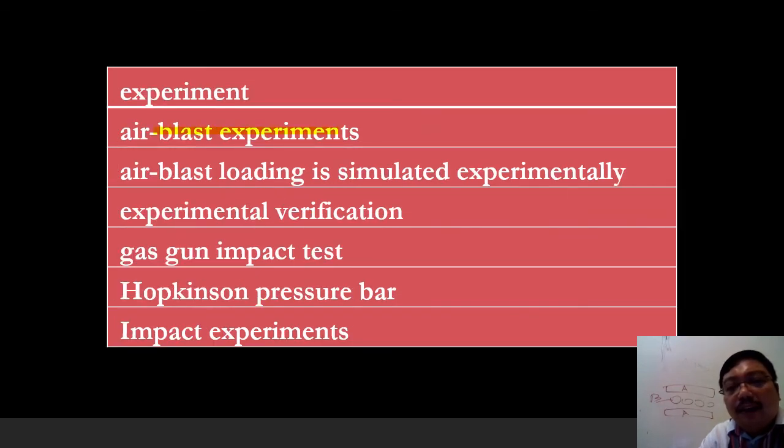Experiment: they are doing air blast experiments, air blast loading, experiment integration, gas gun, Hopkinson pressure bar, impact experiment. Hopkinson pressure bar is so popular that you cannot miss doing this research.